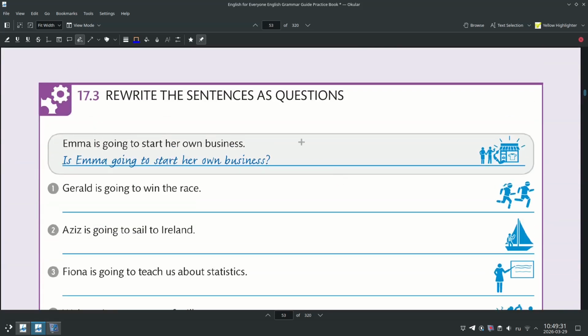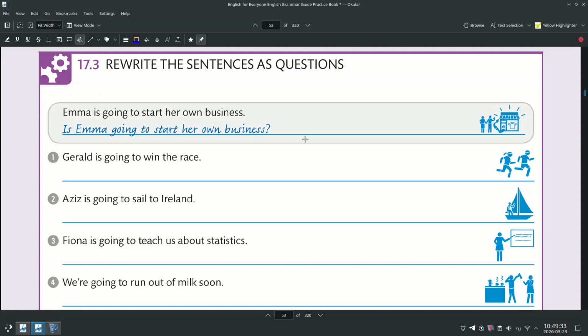Rewrite the sentences as questions. Emma is going to start her own business. Is Emma going to start her own business? Number 1. Gerald is going to win the race. Is Gerald going to win the race? Number 2. Aziz is going to sail to Ireland. Is Aziz going to sail to Ireland?